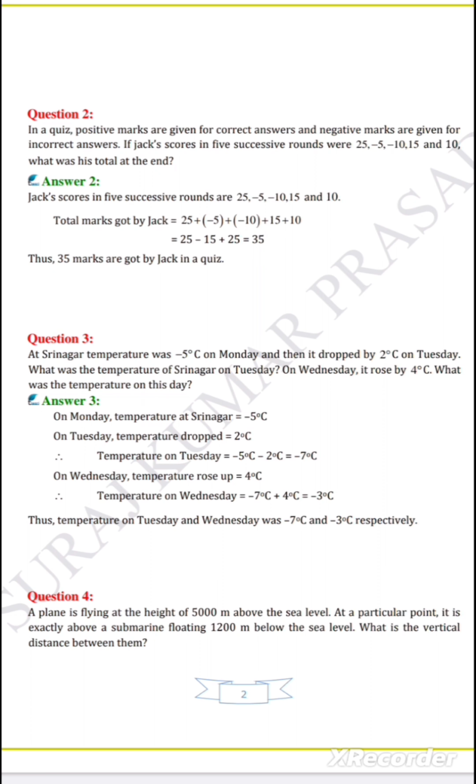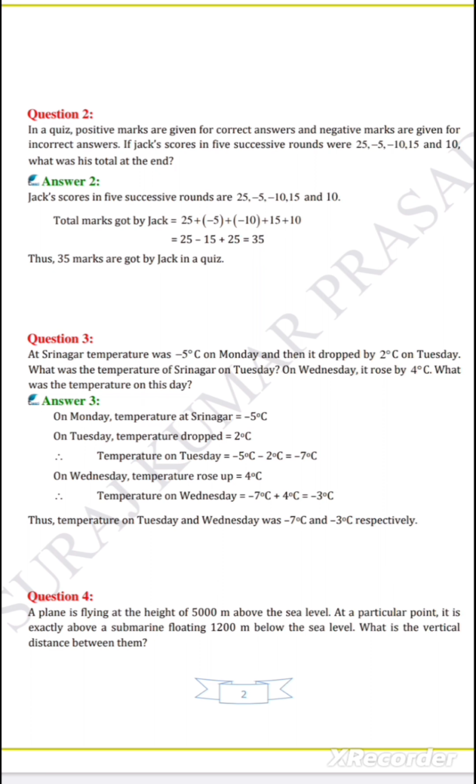Total marks got by him. As we know, total means addition. We must add all the scores he got. 25 plus minus 5 plus minus 10 plus 15 plus 10. By adding all these we get 35. So the total marks of Jack are 35 marks.